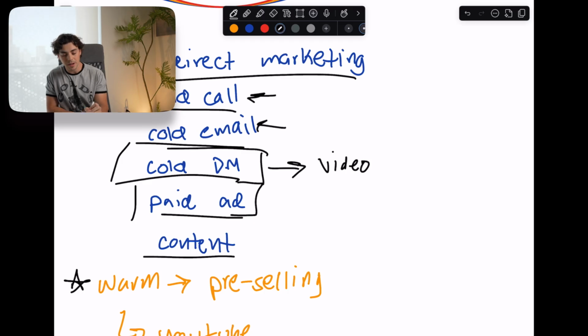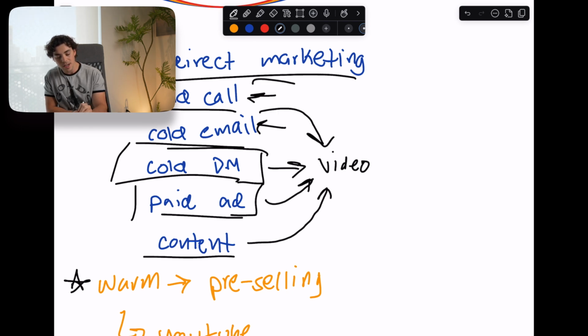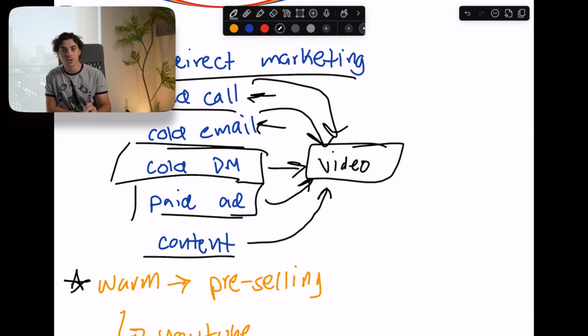But if you do that right in whatever form of direct marketing you decide to do, it could be a cold call, it could be an email, it could be an ad. Look at this. All of this is going to the same place. Think of it like this. All these things are taking them to the same place, which are videos.